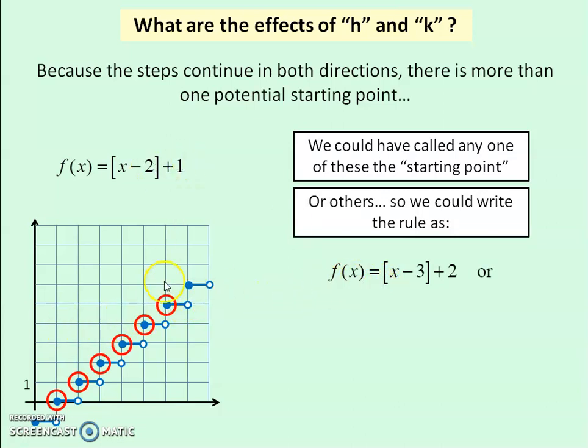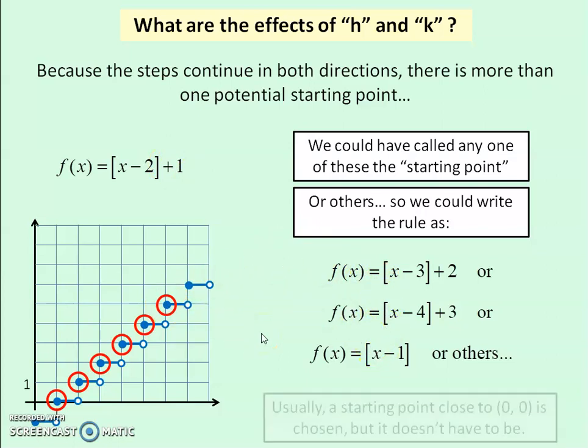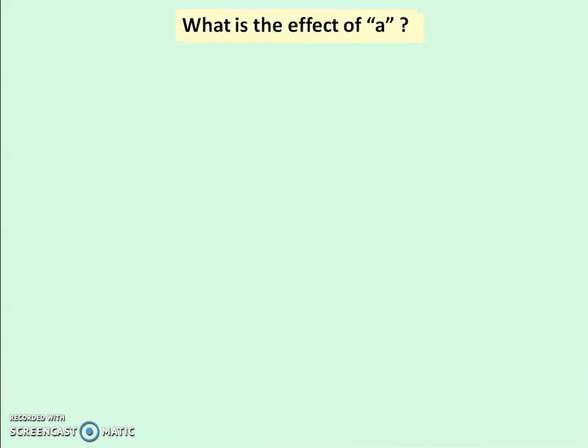So it means that I could have written this same function this way with a starting point of (3, 2), or a starting point of (4, 3). I could have had a starting point of (1, 0). And there are lots of others too. So as opposed to some other functions, when working with the greatest integer function, there is more than one rule that gives the same graph. That's a little bit about h and k and what they mean.